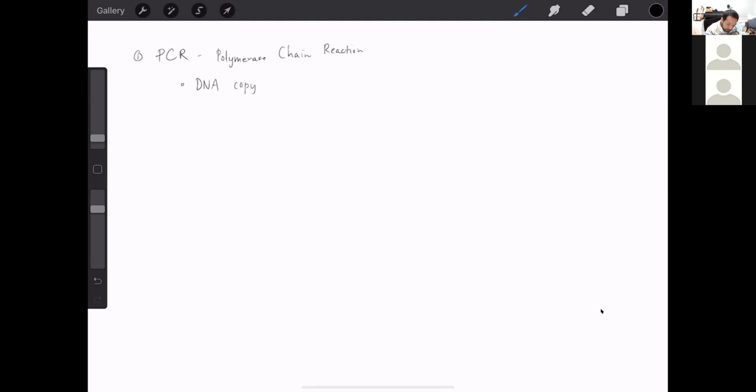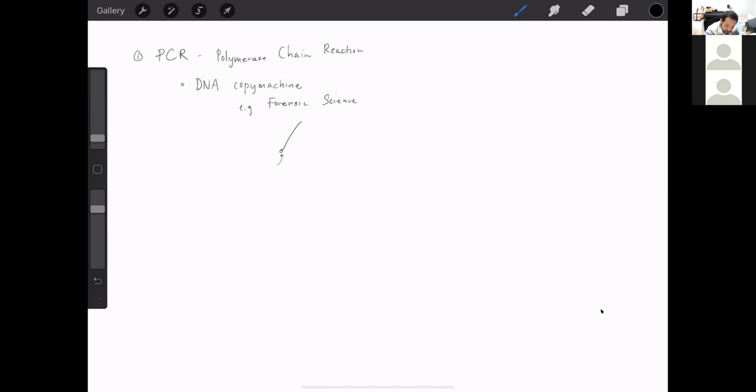You can think of PCR as a DNA copy machine. Now you might wonder, why is that important? Why would you need a DNA copy machine? Well, remember, in, let's say, forensic science, which is kind of like CSI, if you guys ever watched CSI, for instance, you have a crime scene and you find, let's say, a hair follicle from a criminal.